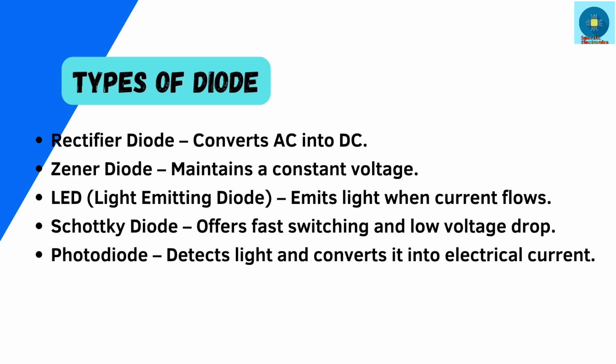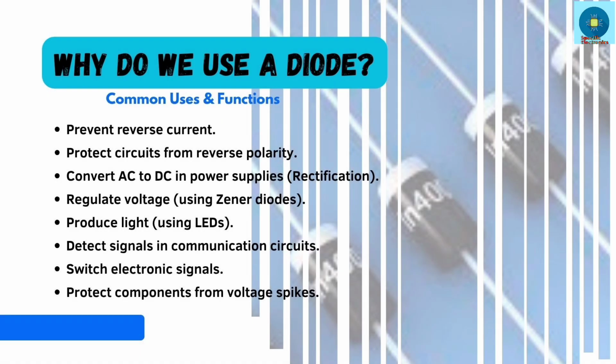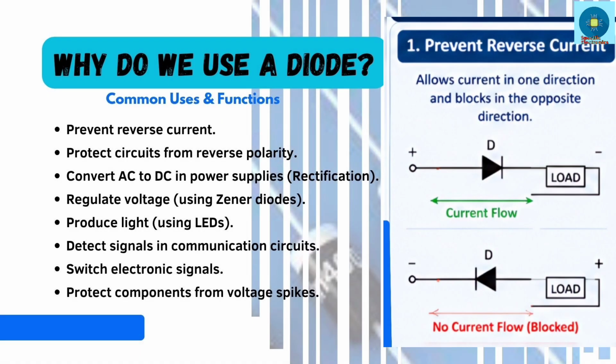Now comes the most important part, the applications of a diode. The first application is preventing reverse current. A diode allows current to move in only one direction. If current tries to flow backward, the diode blocks it. This protects batteries and many electronic circuits from unwanted reverse current.